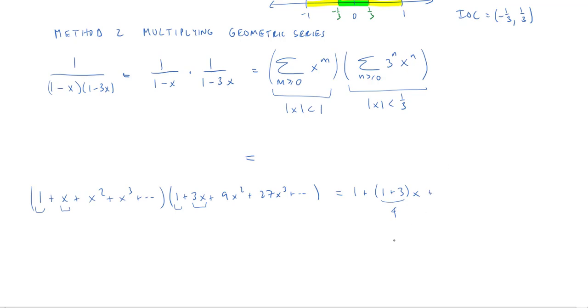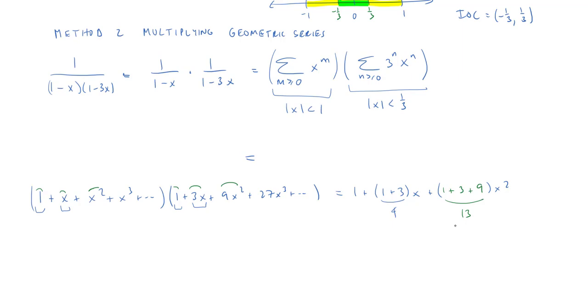Let's look at the x squared. To get an x squared, I could do 1 times 9x squared, so I'm going to get a 9. I could do x times 3x, so that's going to give me a 3. And I could also do a 1 times x squared, so this is going to be a plus 1. So there's actually 13 ways of getting x squared. All right, and I would keep going like this.